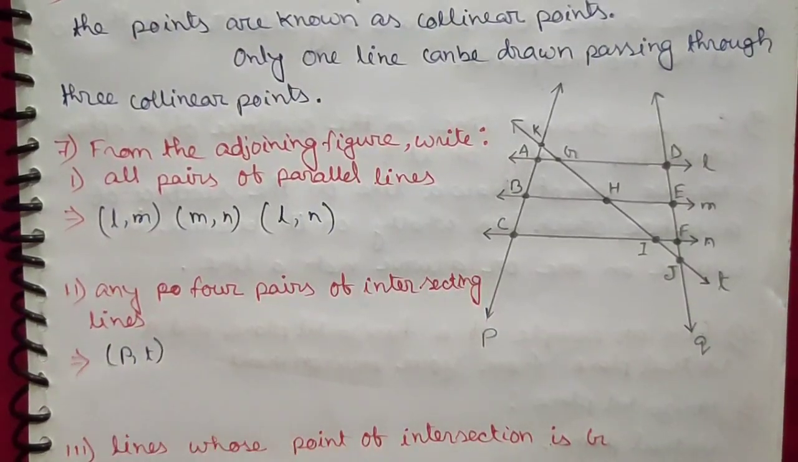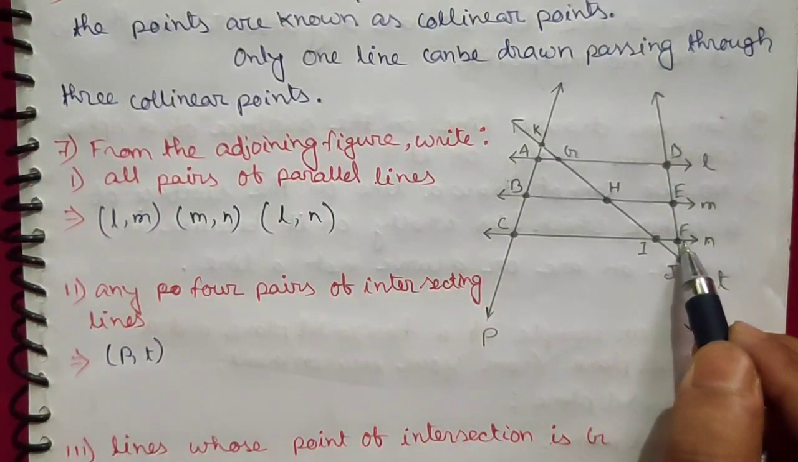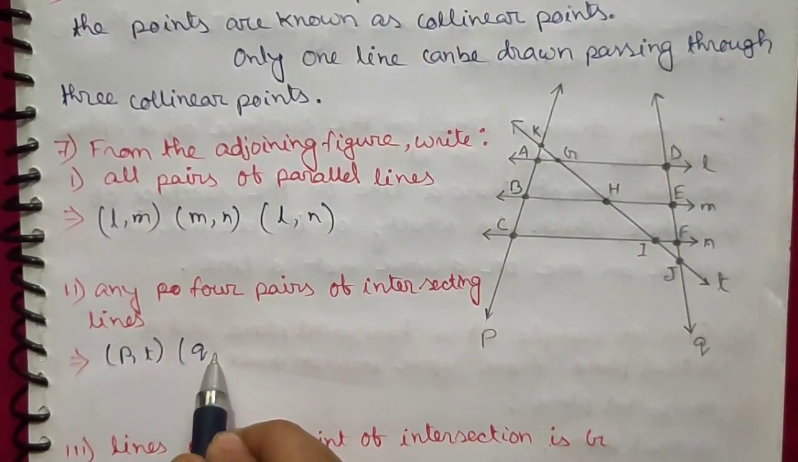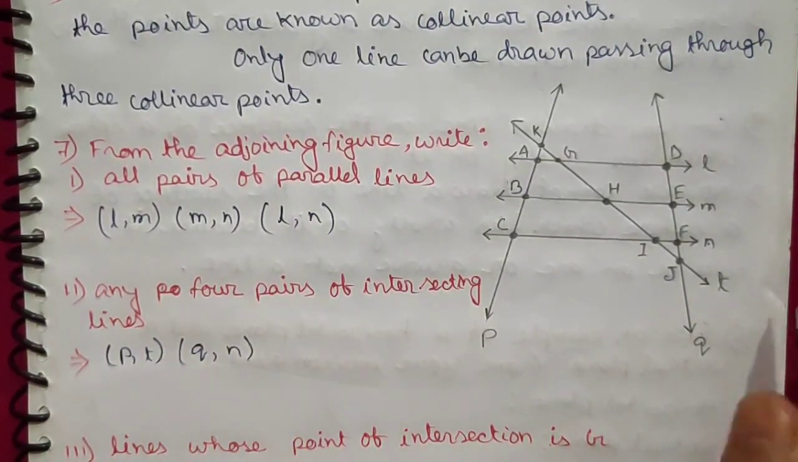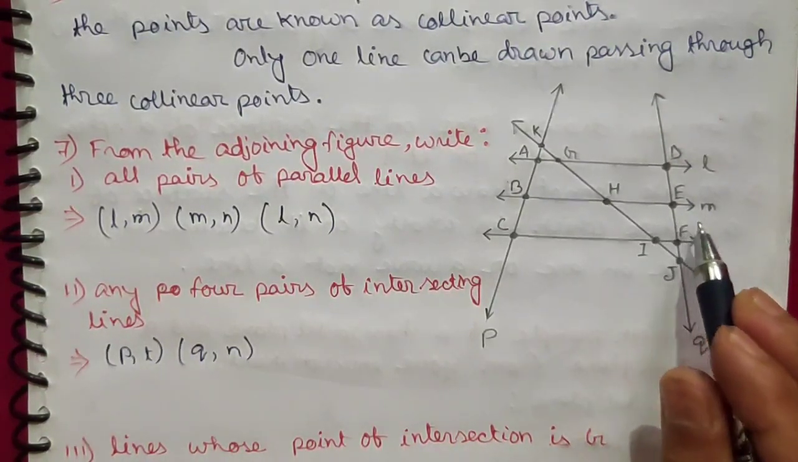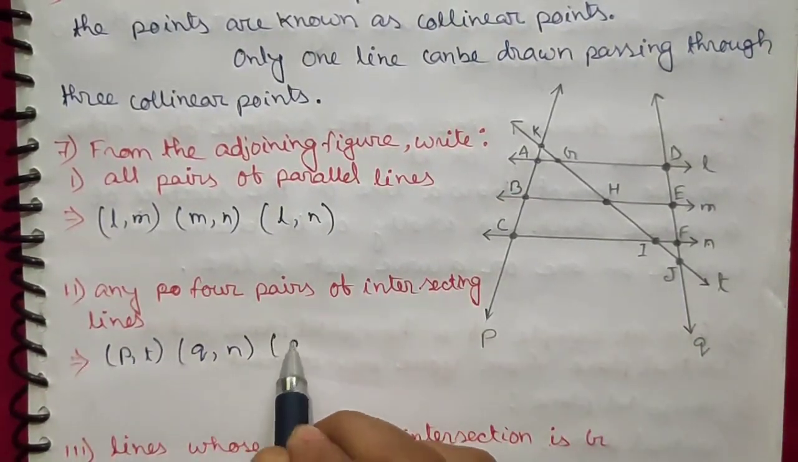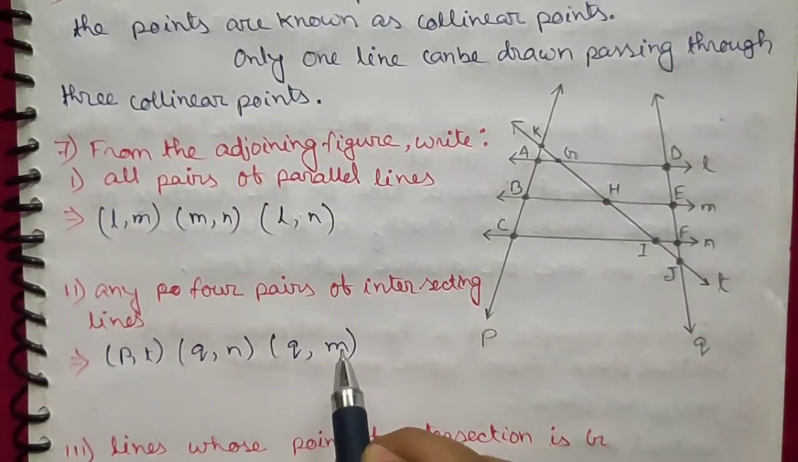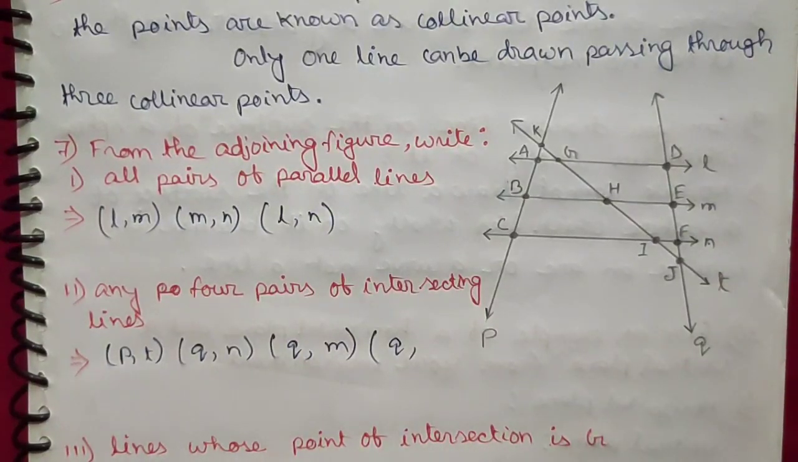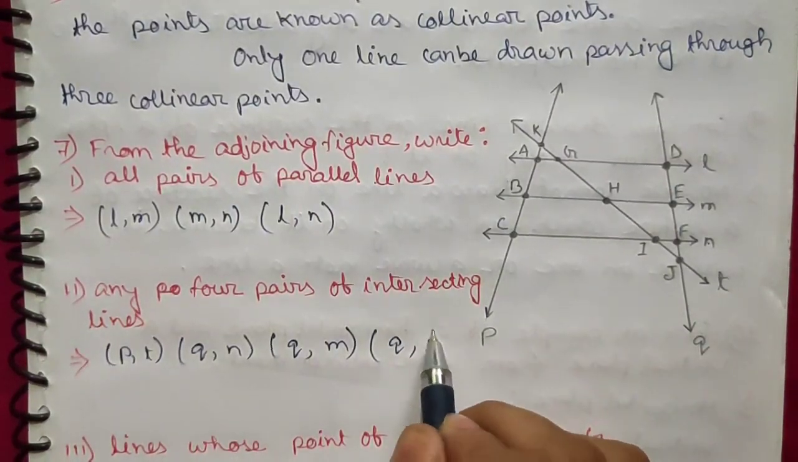Next, this line is Q and Q intersects N. This line is N. Q intersects N at point I. Right, Q comma N. Next, this line is Q, this line is M. Their point of intersection is H. So write Q comma M. Next is Q comma L. Q intersects L at point G. So Q comma L. These are very easy questions.